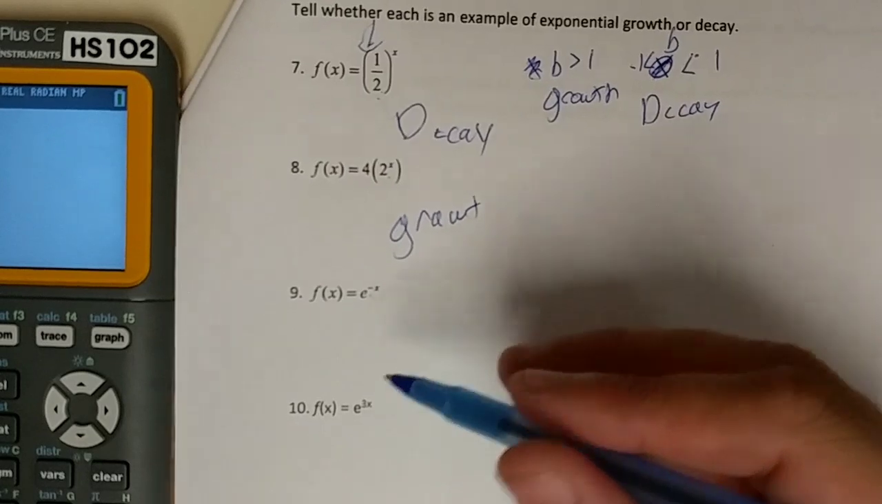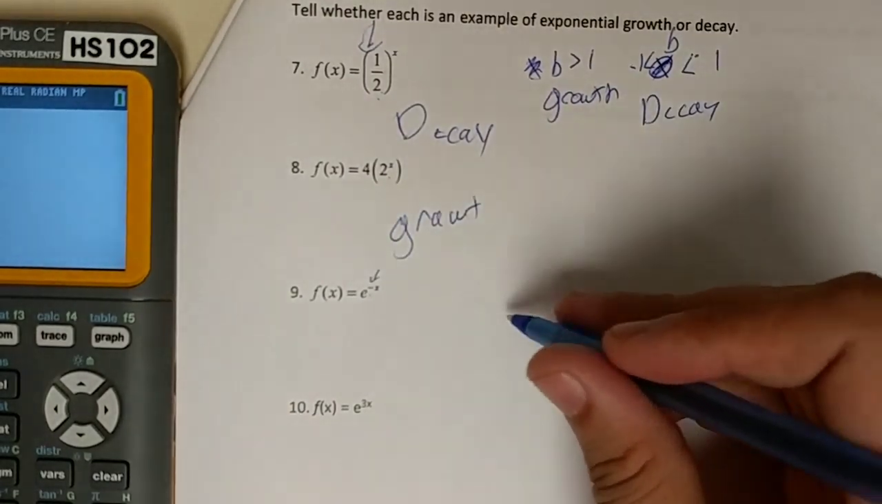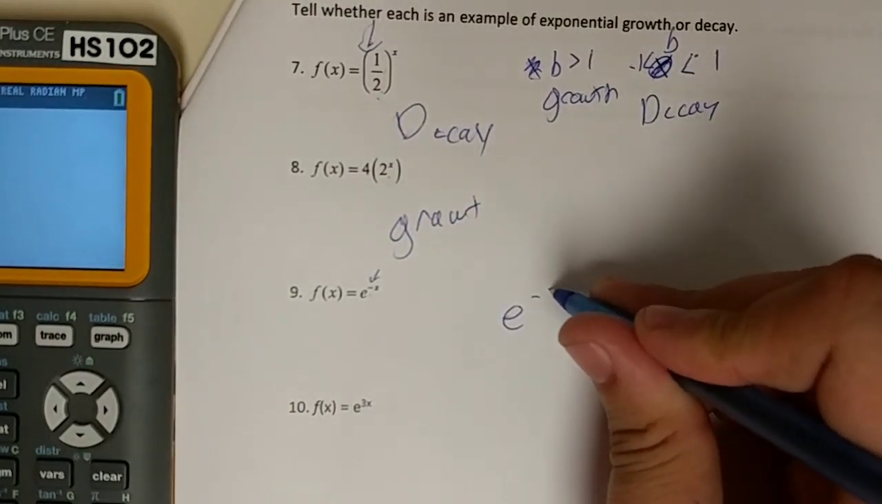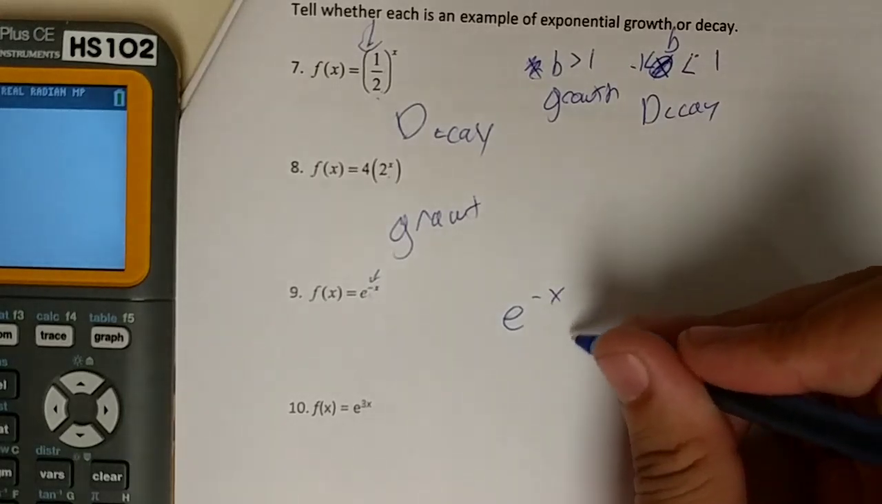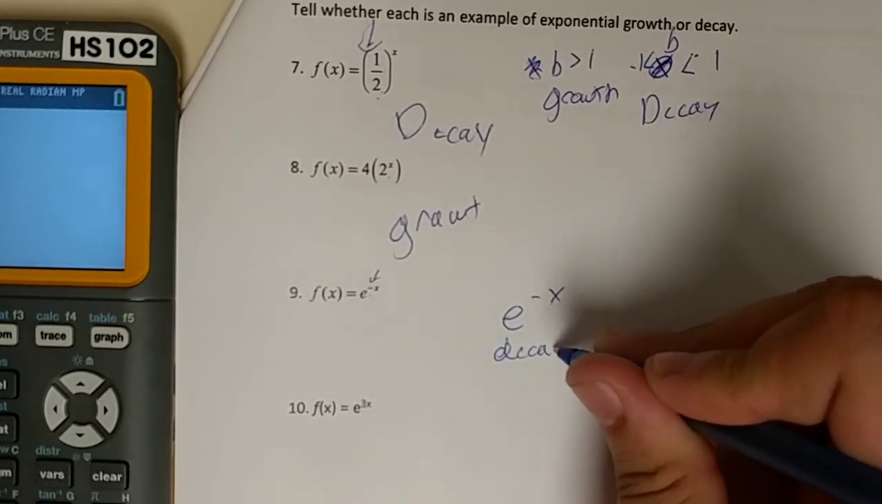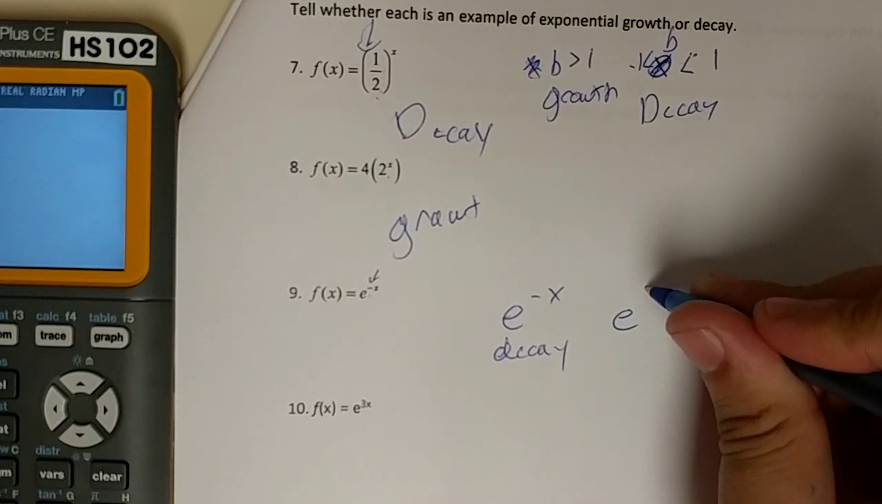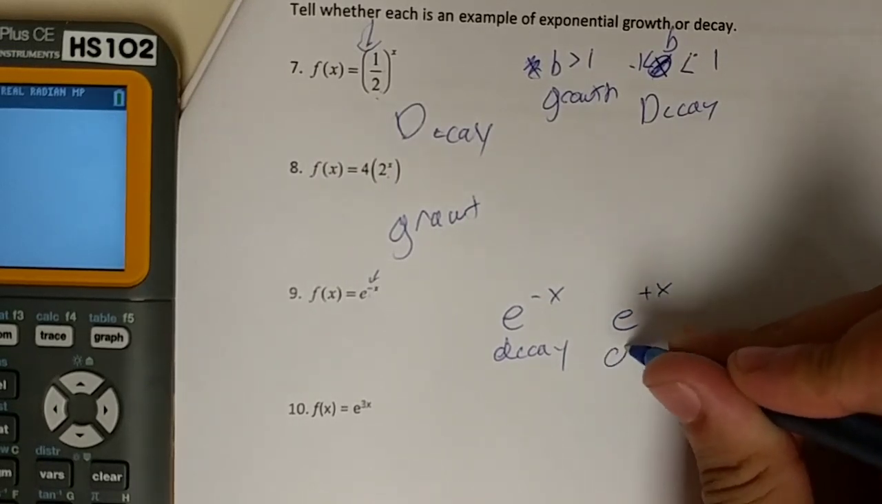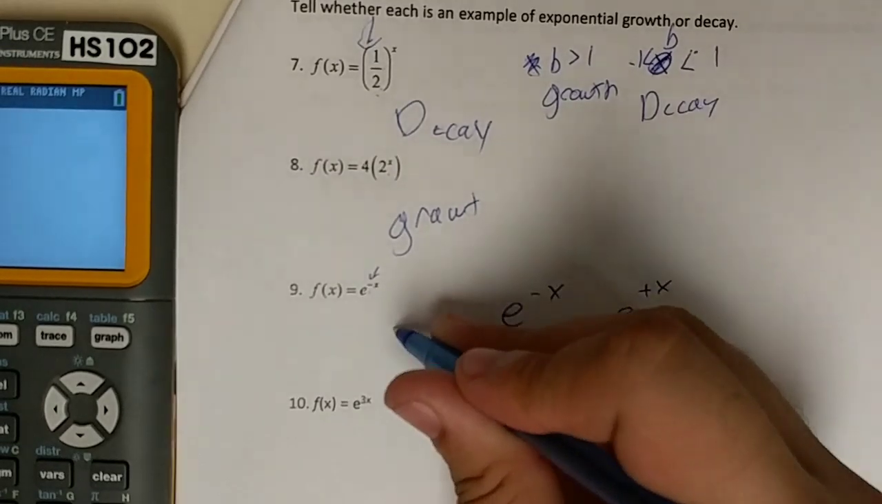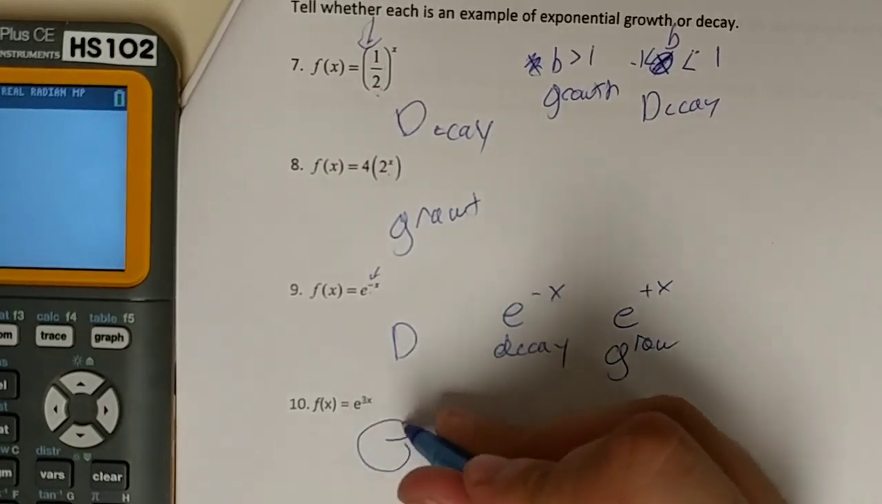Now for e's, it's when the exponent is. So e to the negative power is going to be a decay. E to a positive power is going to be a growth. So another decay and another growth.